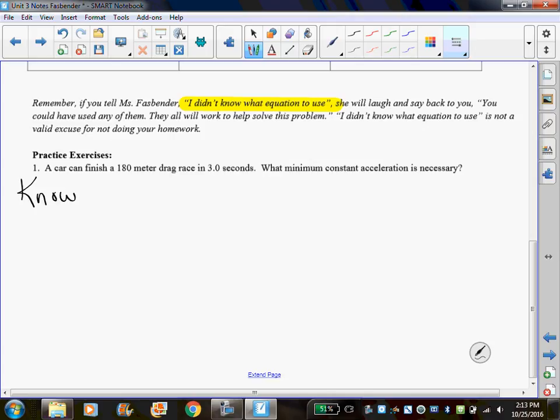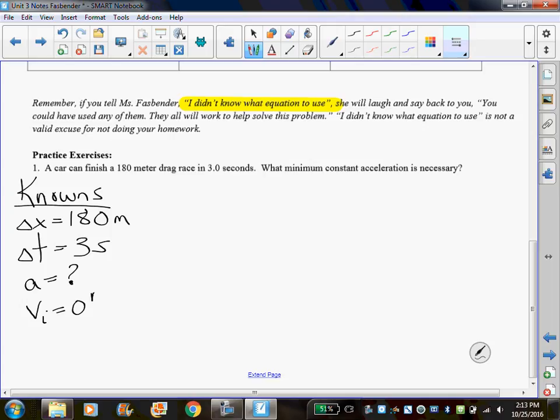We will list out our knowns. We are told that this car can finish a 180-meter drag race, so we know our delta x is going to be 180 meters, and it does it in 3 seconds, so our time is going to be 3 seconds. What minimum constant acceleration is necessary? So we're asked what the acceleration is, so we'll make acceleration a question mark. And then we do have to read a little bit closely to see that because this is a race, we know that the initial velocity is going to be 0 meters per second.